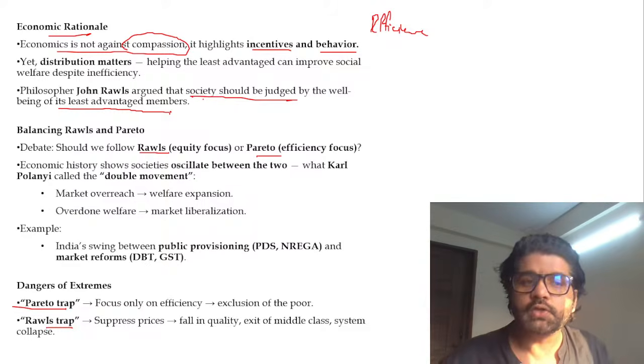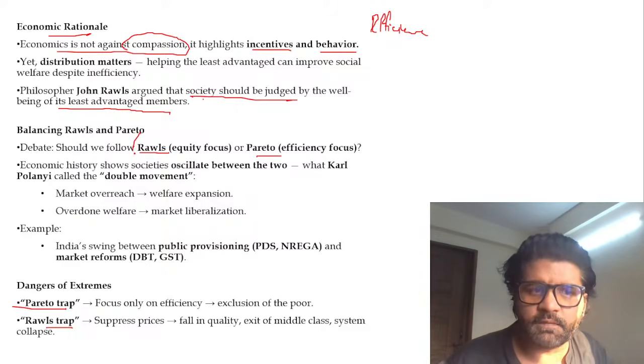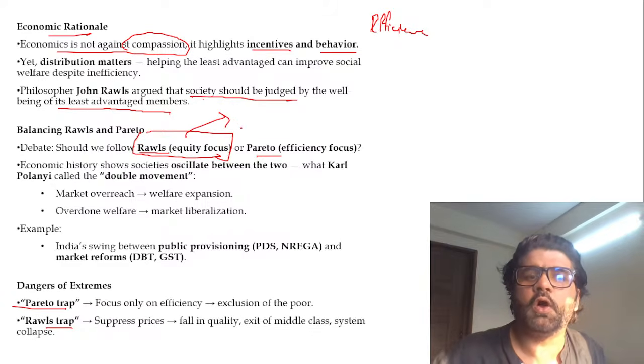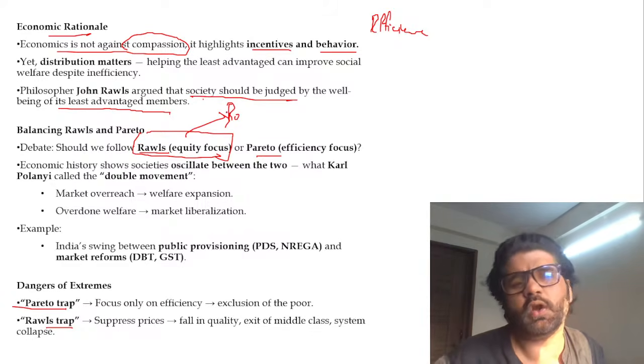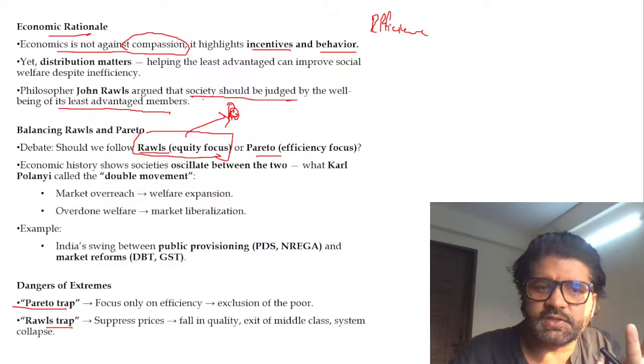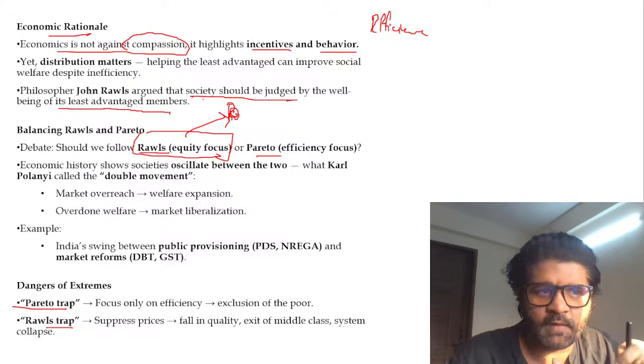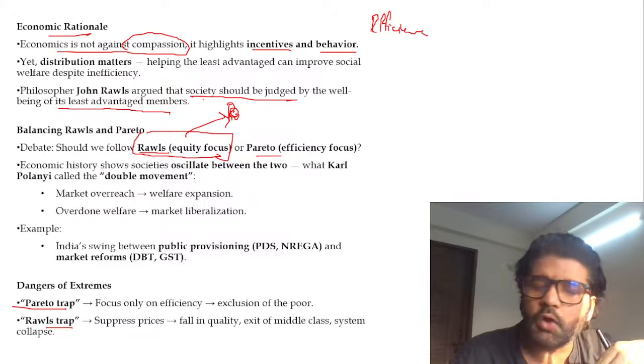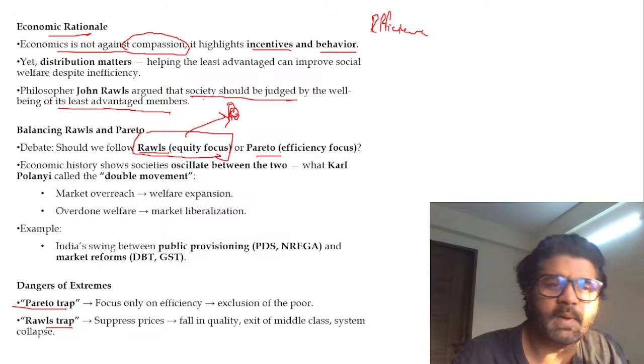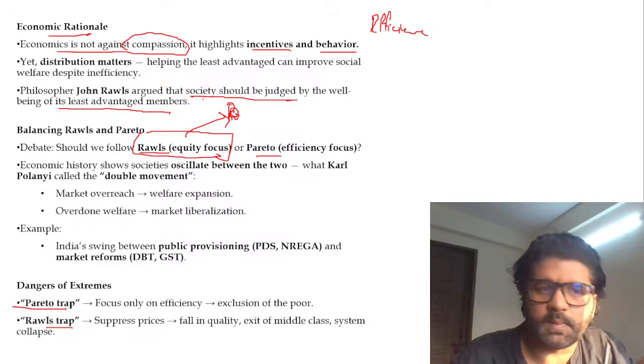So least advantaged members. So he is equity focused. That means we have to take care of the Robin Hood model, you know, or not exactly Robin Hood, but you can understand what Rawls is saying. Rawls is talking about how we have to take care of least advantaged people, howsoever we do it, be it free buses, this and that, 10,000 per year, per month, whatever.